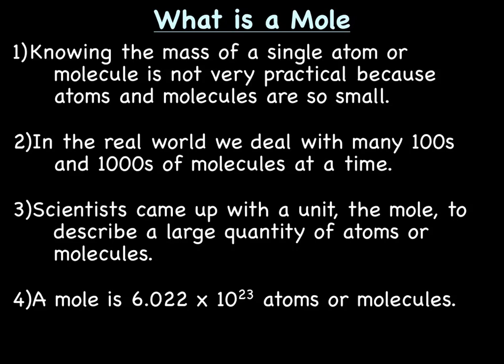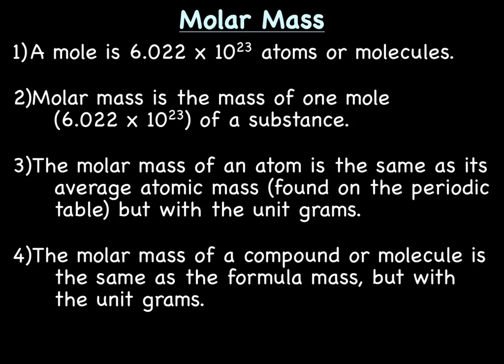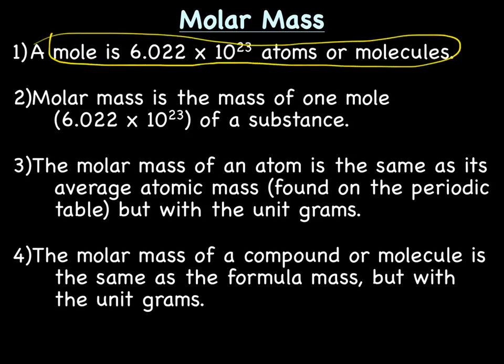So a mole is 6.022 times 10 to the 23rd atoms or molecules. Next, molar mass. One more time, because it's ever so important: a mole is 6.022 times 10 to the 23rd molecules.